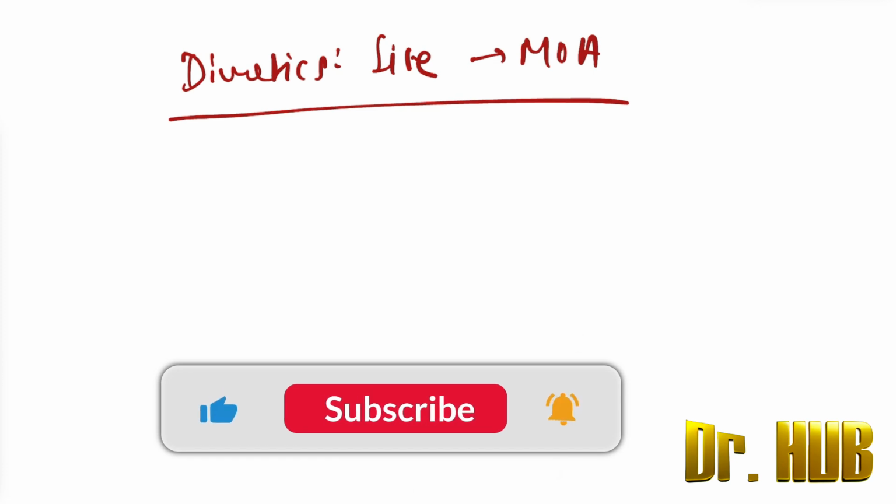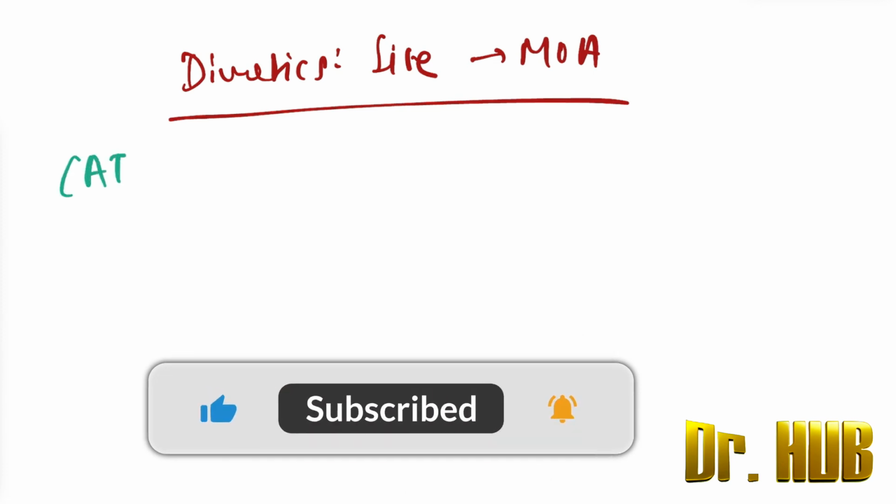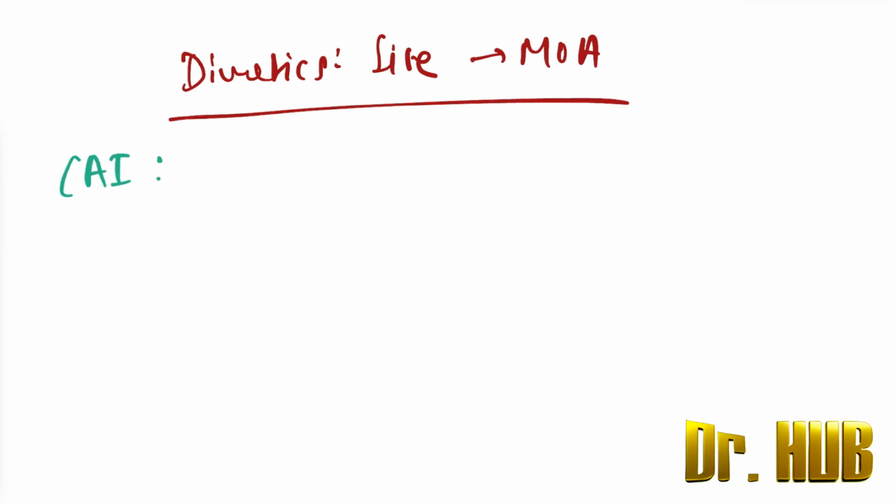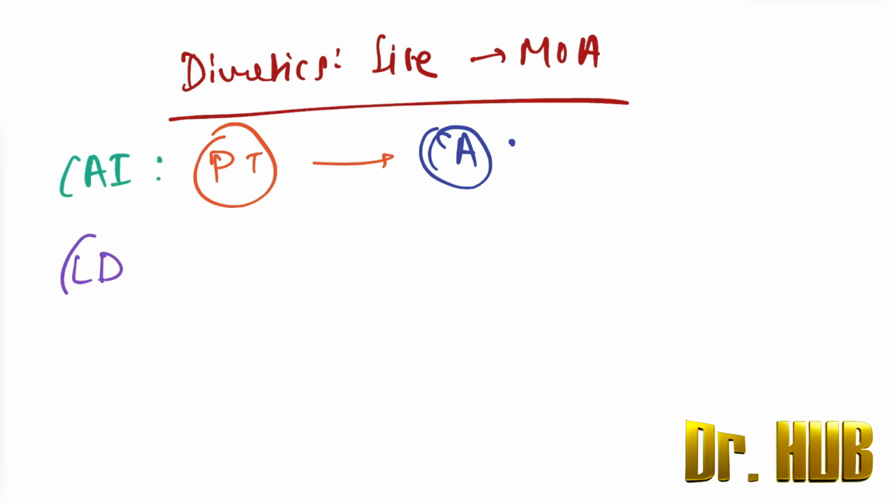Today we'll look at the diuretics, their site and mechanism of action. First we look at the CAI, the carbonic anhydrase inhibitors. The site of action is going to be the proximal tubule, and the enzyme, receptor, or transporter inhibited is carbonic anhydrase.